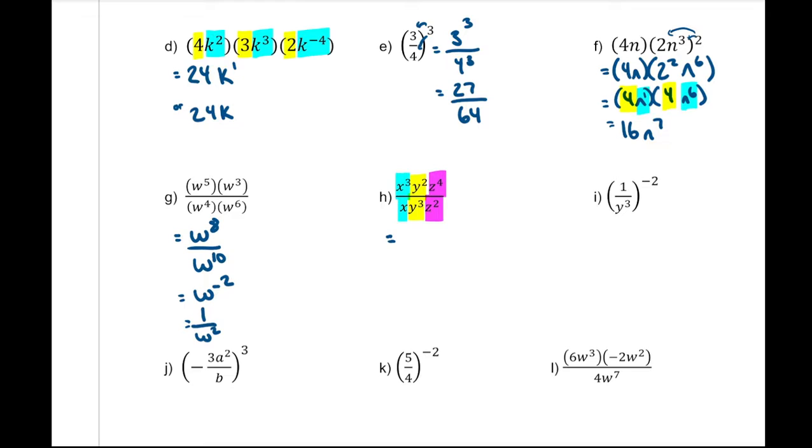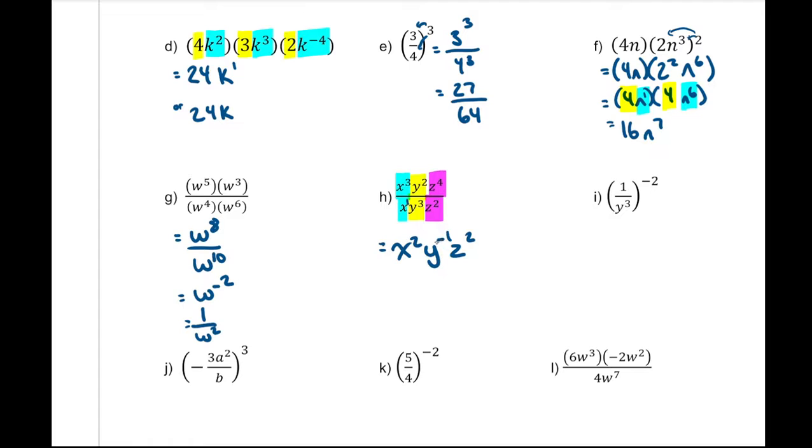Division of powers means subtraction. Subtract the exponents. So x to the power of 3 divided by x to the power of 1. 3 minus 1 becomes x to the power of 2. Y to the power of 2 divided by y to the power of 3, or 2 minus 3 is negative 1. And then lastly, z to the power of 4 divided by z to the power of 2. 4 minus 2 is 2. So we have x squared, y to the power of negative 1, and z squared.